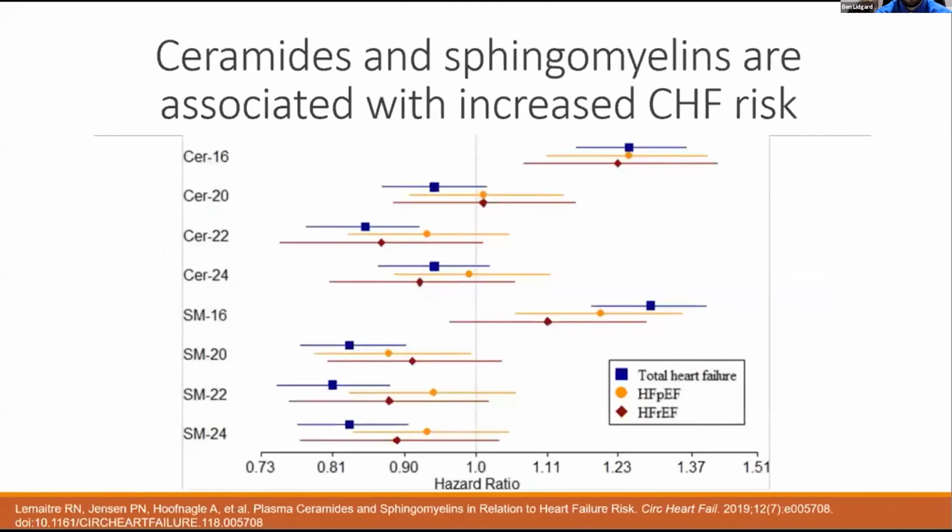This work was done here at the University of Washington by Rozenn Lemaitre and Andy Hoofnagle with some others. So they measured the levels of ceramides and sphingomyelins in the Cardiovascular Health Study, and they found that short chain containing ceramides and sphingomyelins were significantly associated with the risk of heart failure, whereas longer chain, e.g. sphingomyelin 20 through 24, were negatively associated with the risk of heart failure.